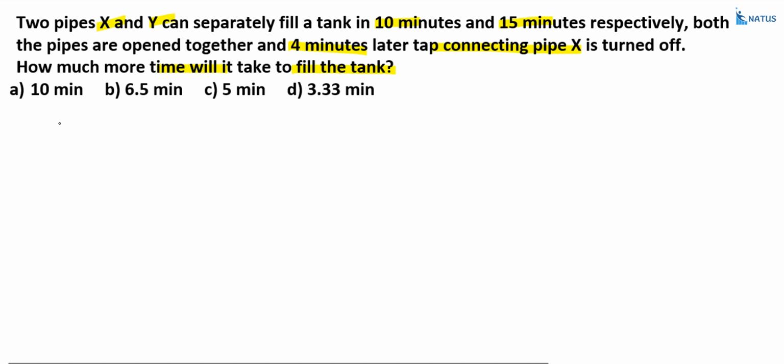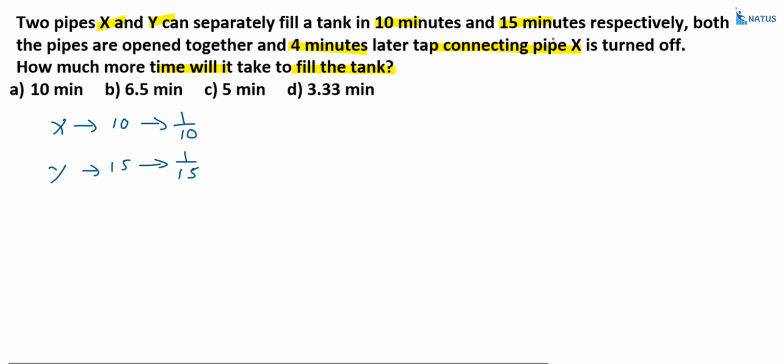And what is the first one? X can fill a tank in how many minutes? 10 minutes. In a minute, it fills how much part? That is equal to 1 by 10. Y can complete the tank in 15 minutes. In 1 minute, it completes how much part? That is equal to 1 by 15.